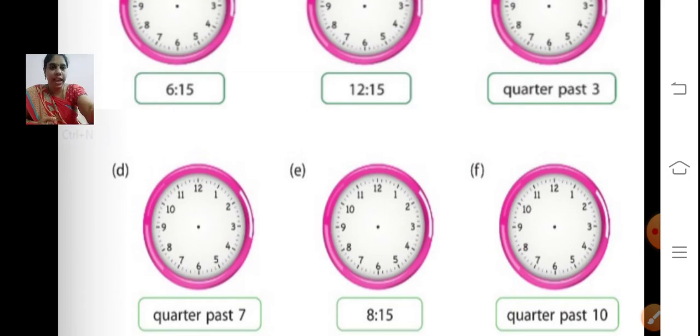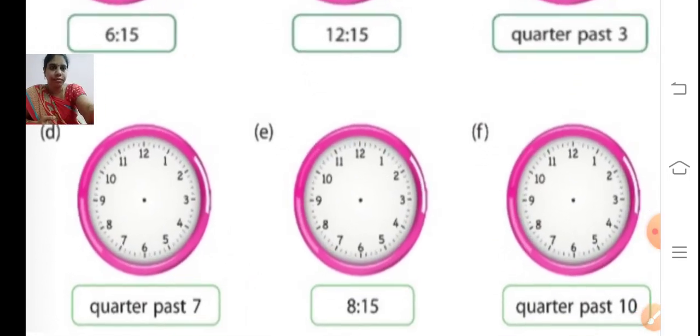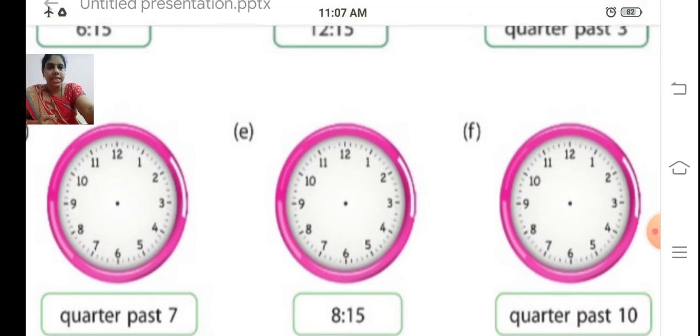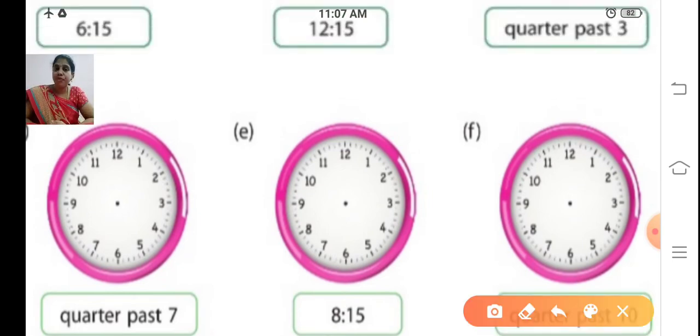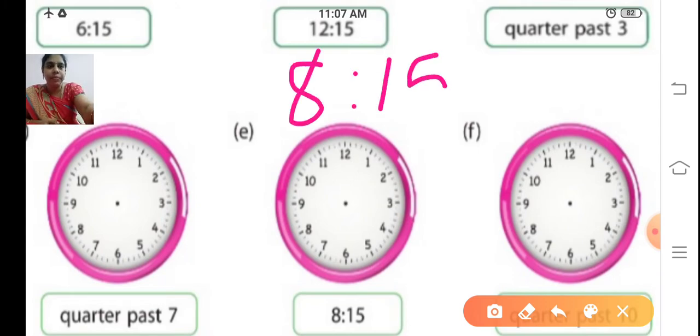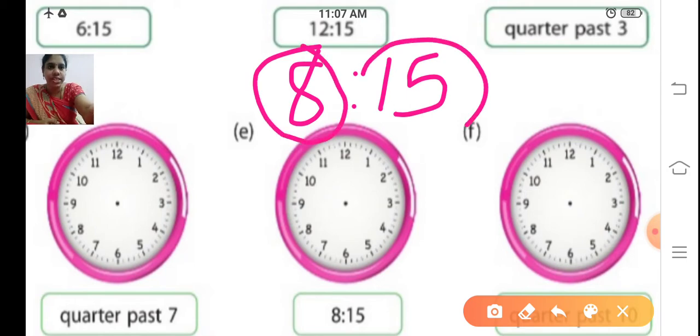So here we saw 8:15. We'll do the E sum now. 8:15. How will you draw the hour hand and the minute hand? 8 represents the hours and 15 is the minutes. You know how to write the time: hours, separated by a colon, and then minutes. Now, where will be the smaller hand? The smaller hand should be at 8. Just draw the smaller hand at 8.